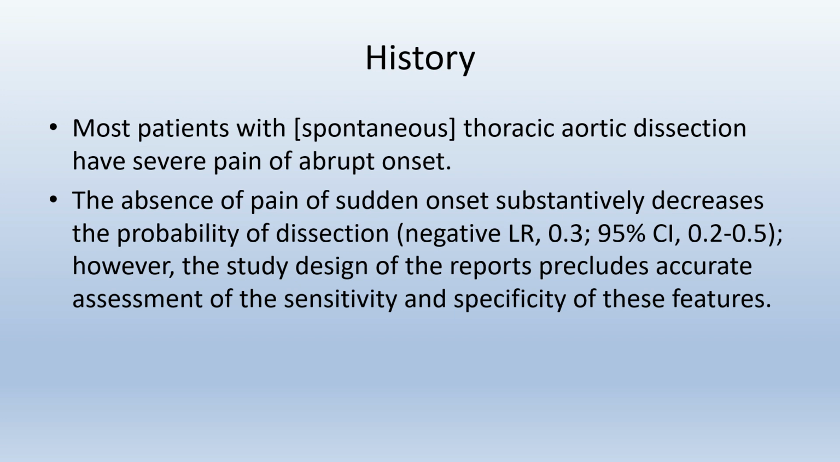History: most patients with a spontaneous thoracic aortic dissection have severe pain of abrupt onset. The absence of pain or of sudden onset substantively decreases the probability of dissection. However, the study design of the reports precludes accurate assessment of the sensitivity and specificity of these findings.